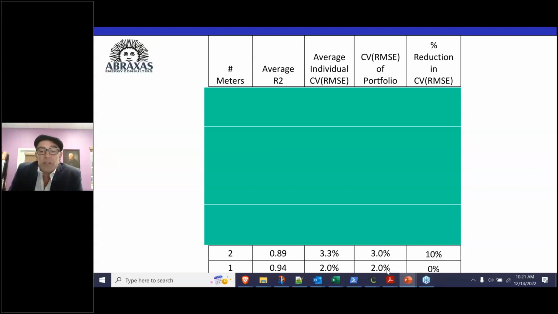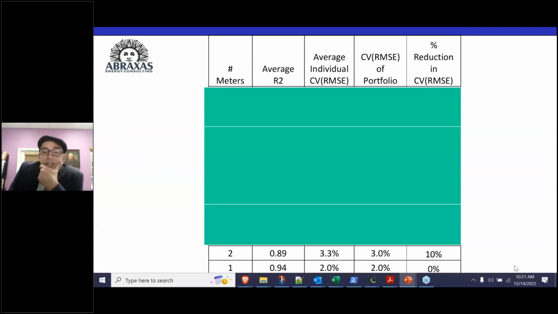Now the portfolio CVRMSE is of course going to be the same because there's only one. Now I add 2 meters together, and the second one didn't have that good a fit, I guess, because the average of the R² has gone down quite a bit. And the average of the CVRMSE has gone up, so it's not as good. But this is what the portfolio CVRMSE was. So that's where you add them together, and then you assume that those 2 meters are really 1 meter. What would the CVRMSE be?